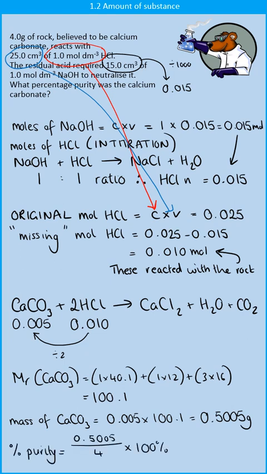And so that means that my rock had 0.5005 grams of calcium carbonate out of a total of 4 grams, the original rock. And then to make it percentage purity, I need to multiply it by 100%. And that gives me an answer of 12.5%.